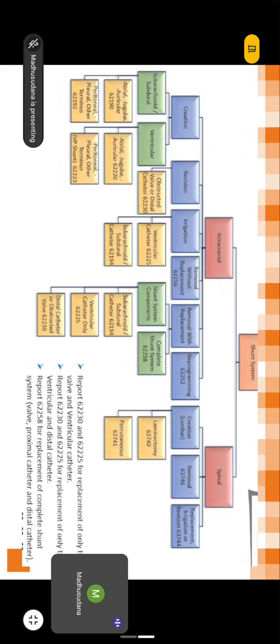It is a shunt system, intracranial or spinal, with the codes. Creation: what are the codes? See here, these three points are below. Report 62230 and 62225 for replacement of only the valve and ventricular catheter. Report 62230 and 62225 for replacement of only the ventricular and distal catheter. Report 62258 for replacement of the complete shunt system. So when the complete shunt system is replaced, we have to report 62258.